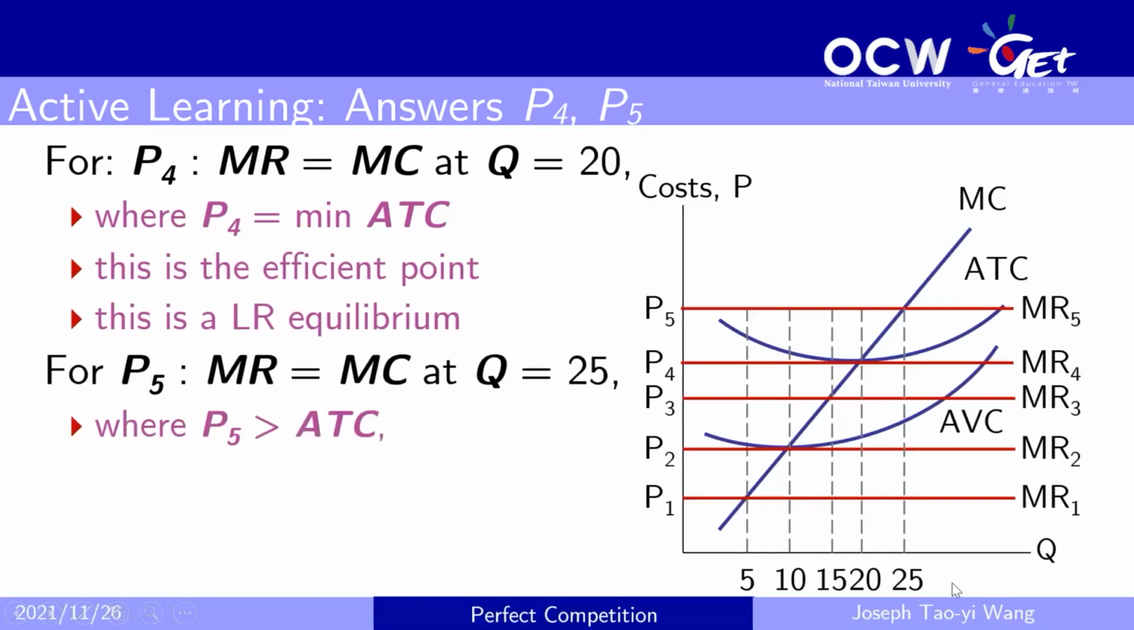At P5, MR equal to MC gives you quantity equal to 25. And now you're above the average total cost curve. So you are making a profit in the short run. Of course, in the long run, new firms will come in, and that would affect the market price. The market price will go down because the market supply curve is shifting to the right. But yeah, that's the long run.